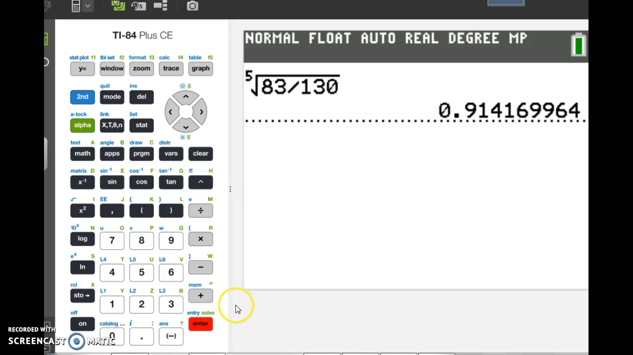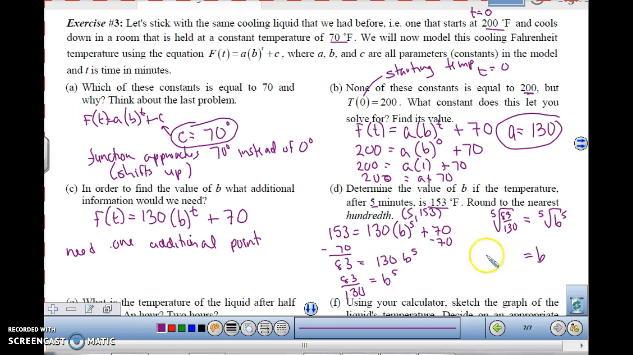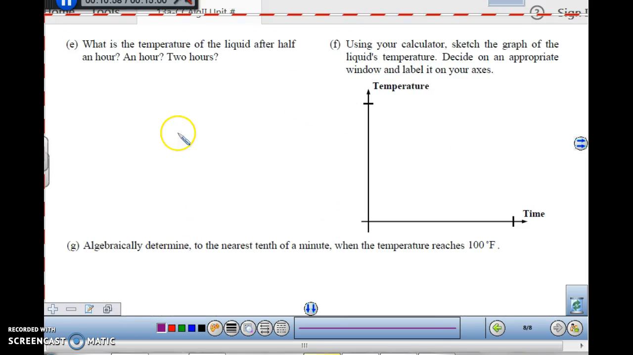All right, and it said round to the nearest hundredth. So this is going to be 0.91. So b is approximately 0.91. Now we have c, we have a, and we have b. So now we can write the whole equation. We have all the parameters to be able to write the equation.